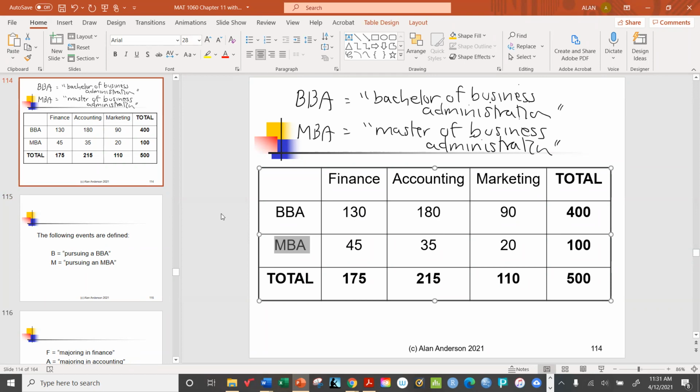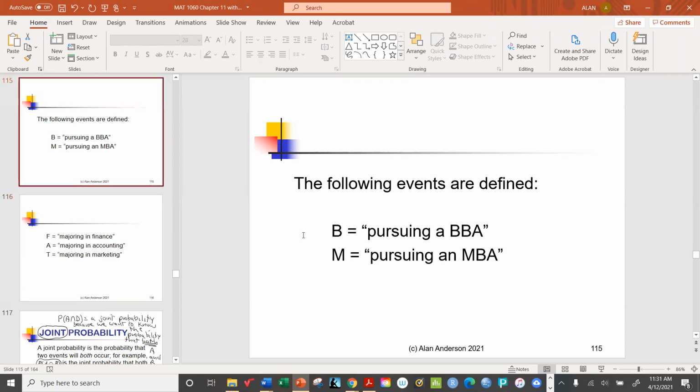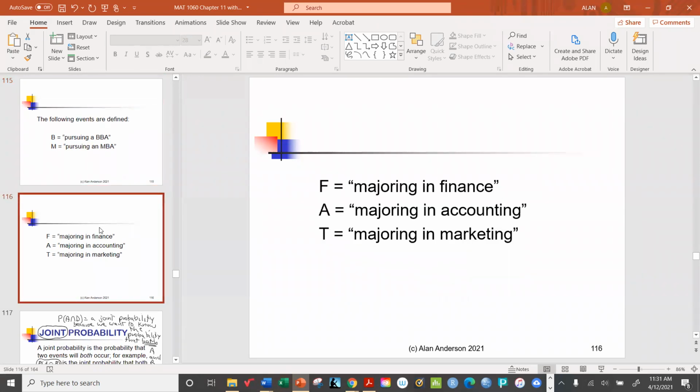So here's what we'll do as a compromise. We'll let the letter T represent marketing. So don't be confused. T going forward will represent marketing. I could have picked any letter but M. I could have called it K or N or G, but I chose the T. So this way, each of these letters represents a different event: B, again, for bachelor's degree, M for MBA, F for majoring in finance, A for majoring in accounting, and T for majoring in marketing.